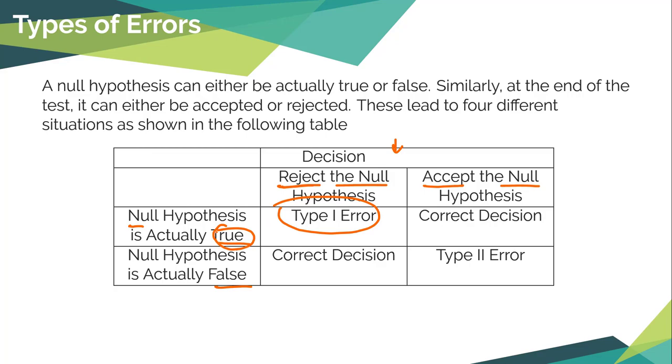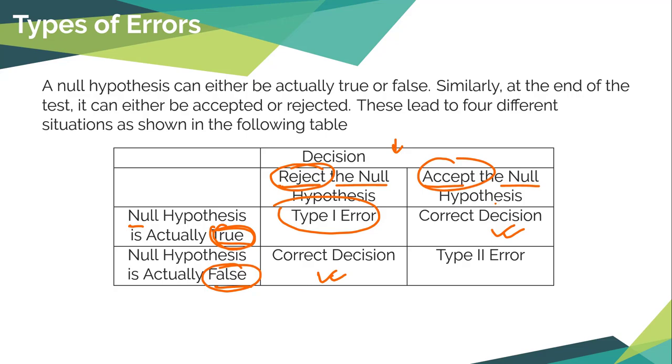Now when the hypothesis is true and you accepted it, that's a correct decision. So this is good for any kind of study. Similarly, if the statement that you made at the beginning of your study was actually false and you rejected it, so you are disbelieving something which is actually not true, that's a good decision. That is good for any kind of study.